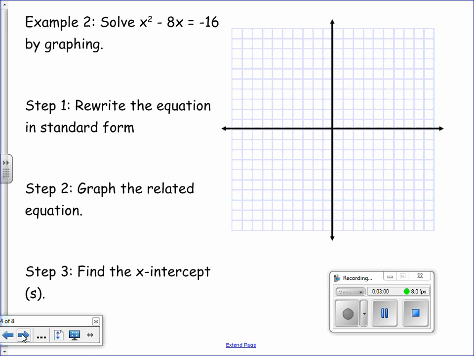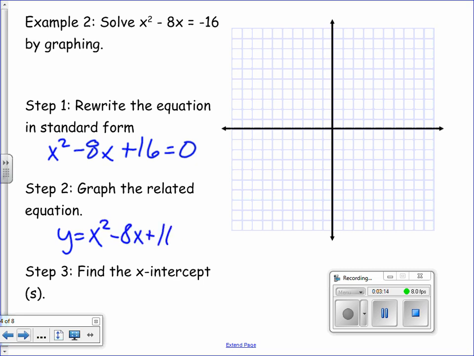Okay, now I'm going to graph x squared minus 8x equals negative 16. So first I want to rewrite this into standard form. So I'm going to add 16 to each side, and that equals 0. Then I can write the related function. Okay, so I'm just replacing 0 with y. And now I have to actually graph that.